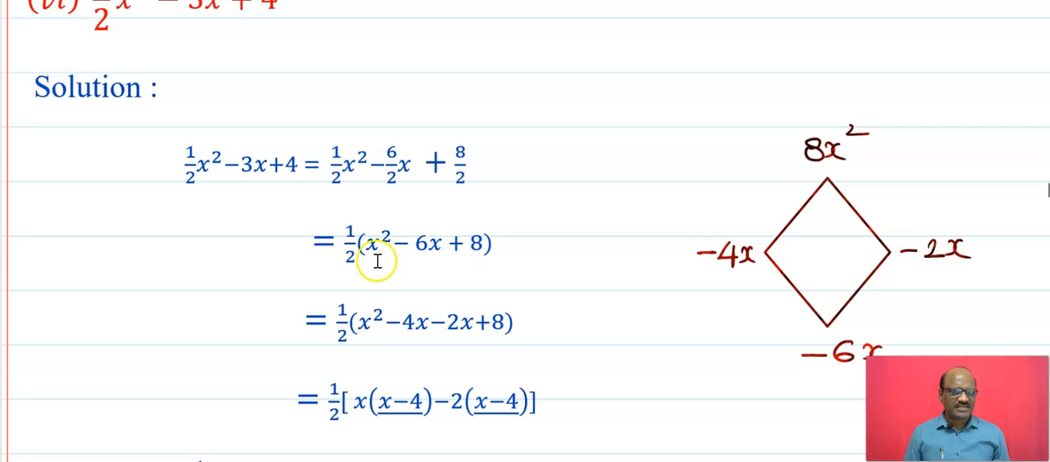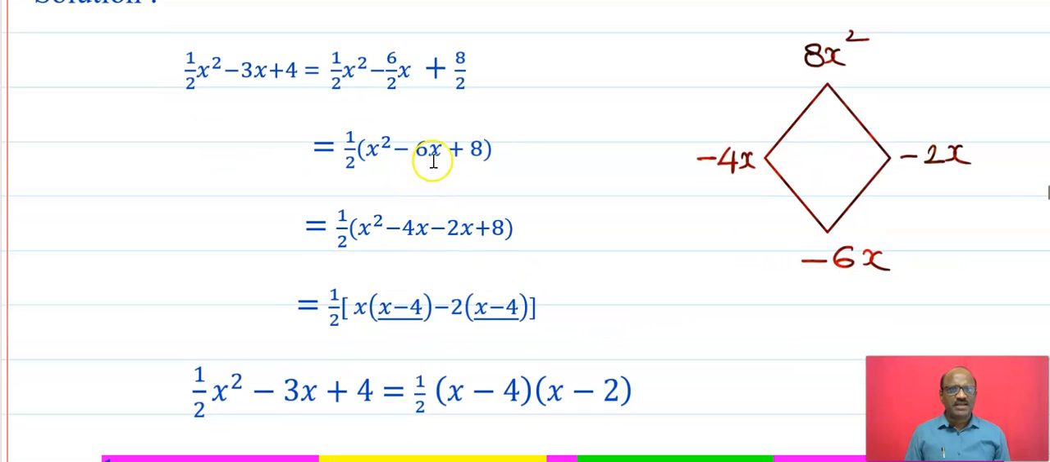Now we'll factorize x square minus 6x plus 8. Now product of x square into 8, that is 8x square. What about the middle term? Middle term is minus 6x. Now what are the two terms such that whose sum is minus 6x and product is 8x square? That is minus 4x and minus 2x. Therefore minus 6x can be written as minus 4x and minus 2x.